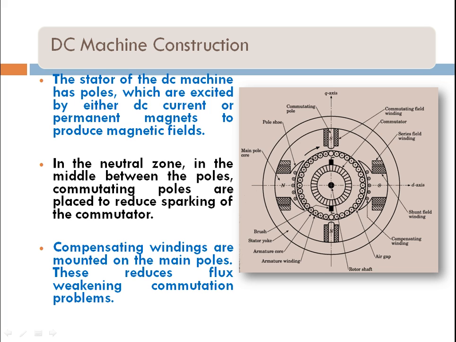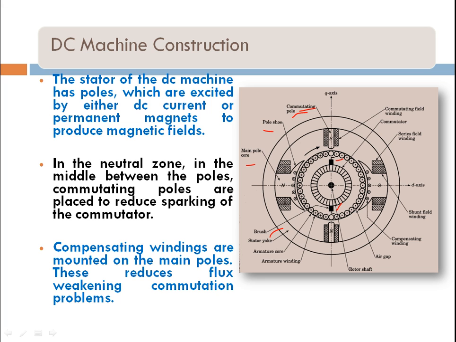You can see here, this is the commutator, this is the commutating pole or interpole, and this is the pole shoes, and the main pole core is there. These are the brushes, you can see, two brushes are there, and the pole is a 4-pole here.